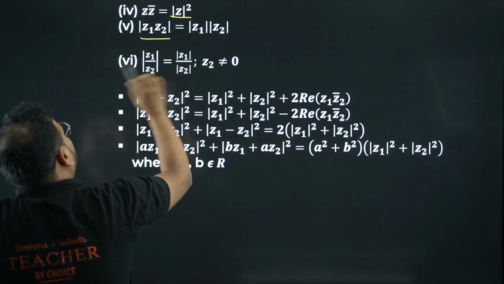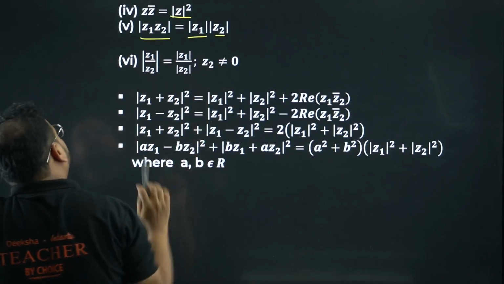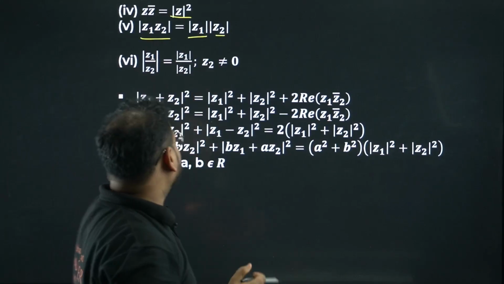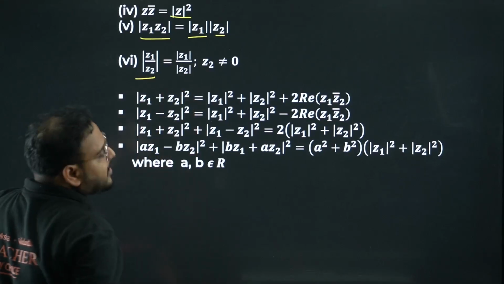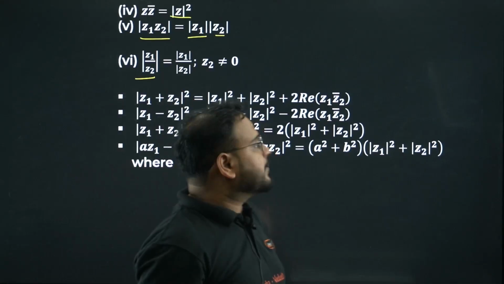Z1 into Z2 is given as, I can separate the modulus: mod of Z1 into Z2 is the product of the individual mods. If I'm talking about the quotient in the modulus, we can again take individually, mod of Z1 upon mod of Z2. Have a look.